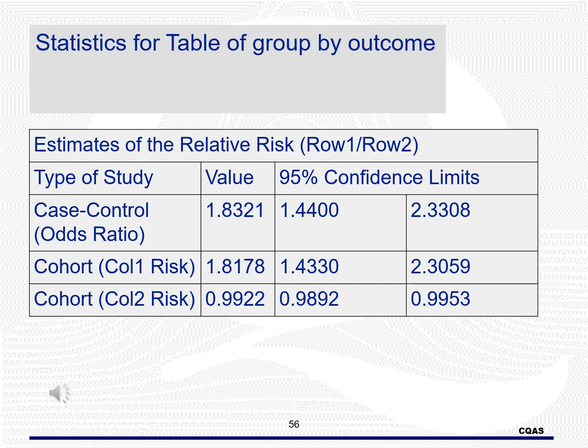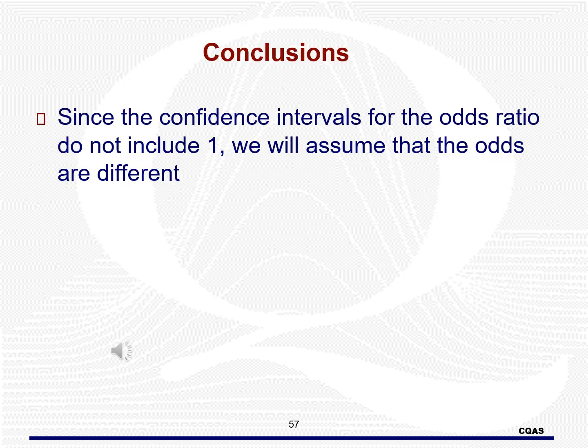The estimate for the odds ratio is 1.83 with the interval being 1.44, 2.33. How do we draw conclusions about the relationship? Since the confidence interval for the odds ratio does not include 1, we can reject the null and conclude that there is a relationship between taking aspirin and mortality from heart attacks.